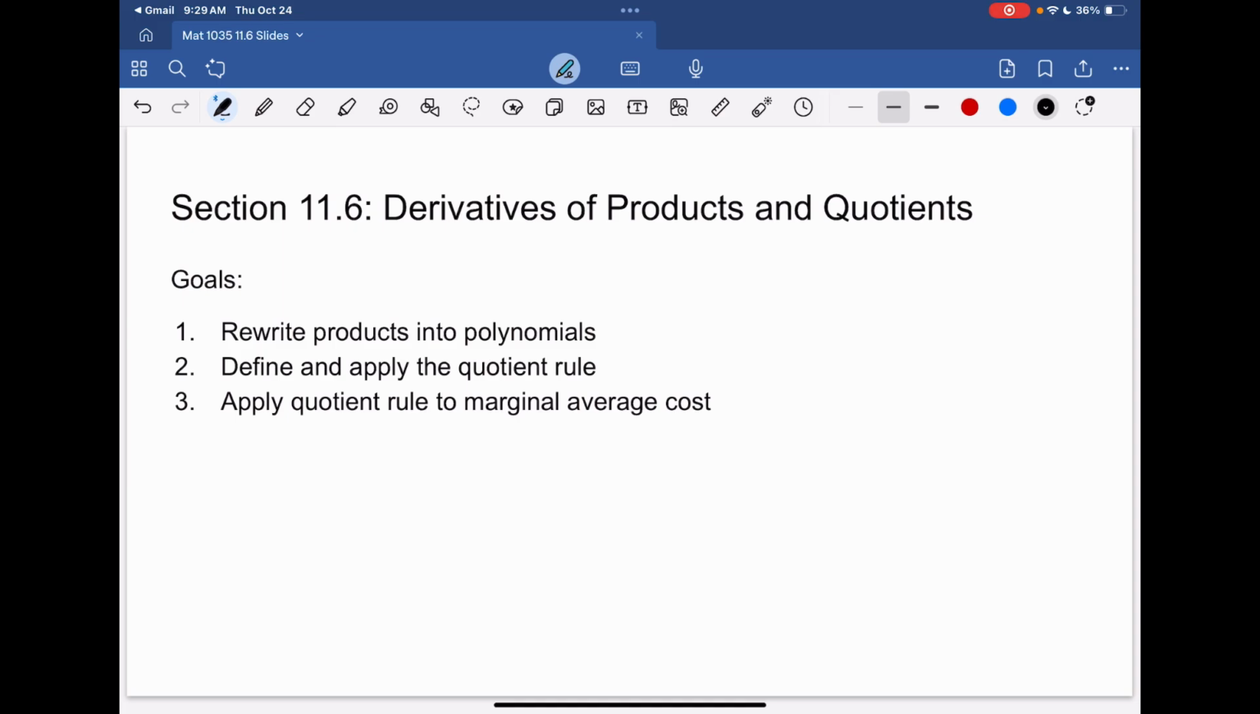But we're going to rewrite products, multiplication, into polynomials. We will use the quotient rule, and you'll just kind of have to follow along on that. And then we're going to apply the quotient rule to the marginal average cost, okay, and what that means.